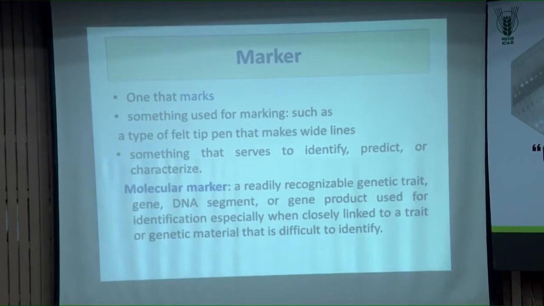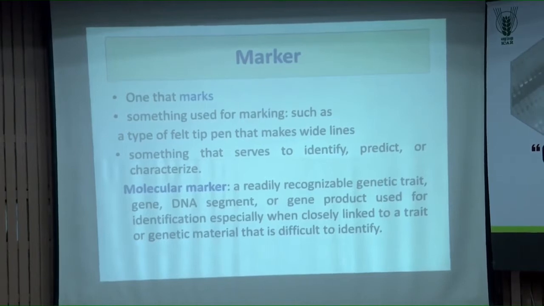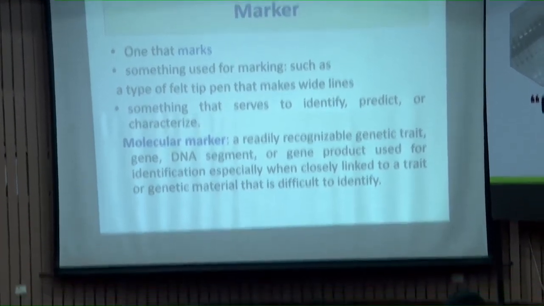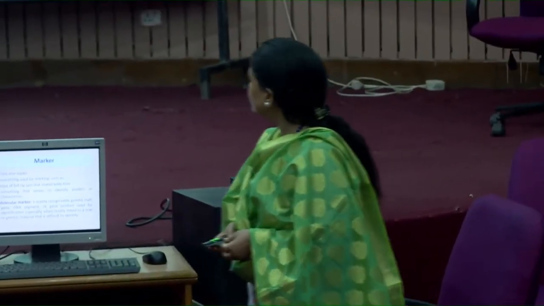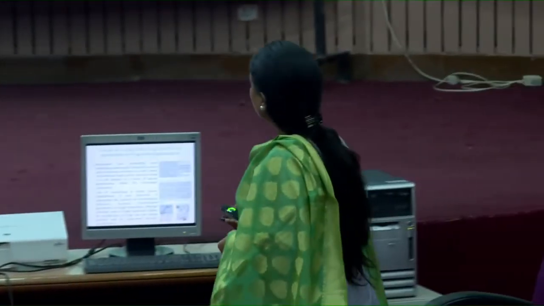So what is a molecular marker? It is a readily recognizable genetic trait. It can be a gene, DNA fragment or gene product that is used for identification, especially when there is a difficulty in the identification by other means. Okay. So why these markers? Why do we need to have a marker for the identification of fungi?